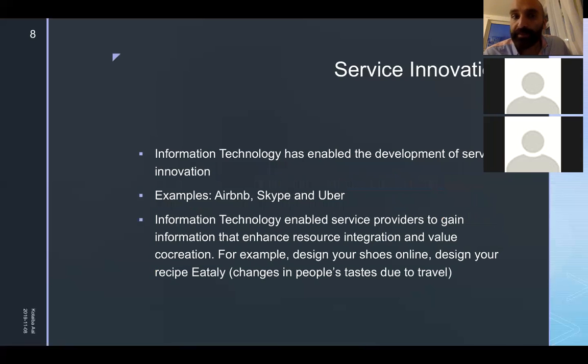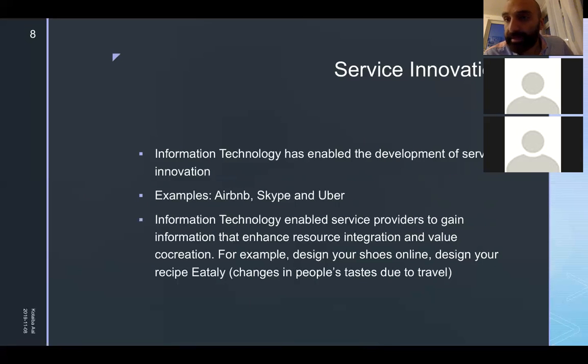One of the drivers of service innovation is information technology, because information technology enabled the development of service innovation. As I said, in the idea of Spotify and the idea of Airbnb, without information and communication technology, ICTs, service innovation wouldn't be able to take place. Examples are clearly Airbnb, Skype, Uber, and you name it. Information technology enables service providers to gain information that enhances resource integration and value co-creation.